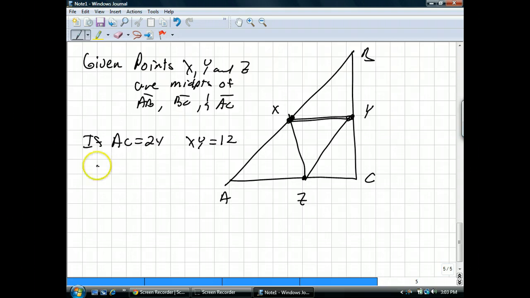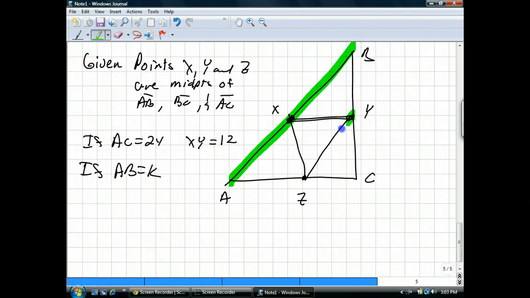Okay? So if AB equals K, right? So this equals K. Then this has to be half of K. So therefore, YZ has to be K over 2.